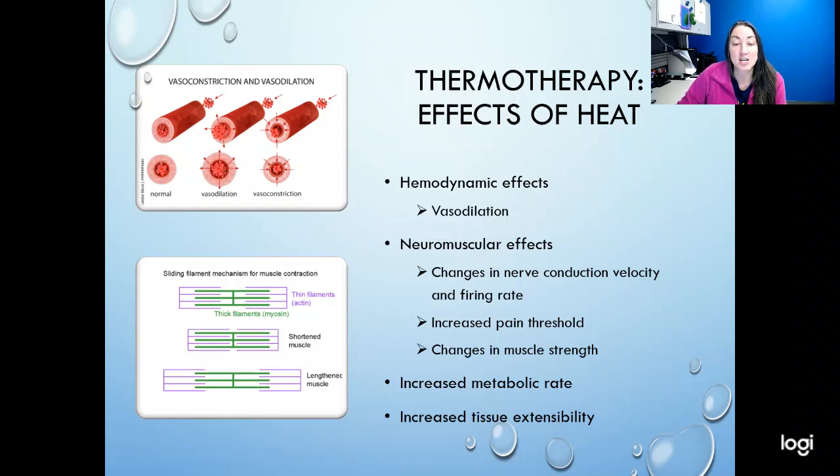Neuromuscular effects: changes in the nerve conduction velocity and the firing rate, an increase in the pain threshold, just like ice did, a change in muscle strength, and an increase in the metabolic rate. Remember, the ice decreased the metabolic rate. Here we increase tissue extensibility.